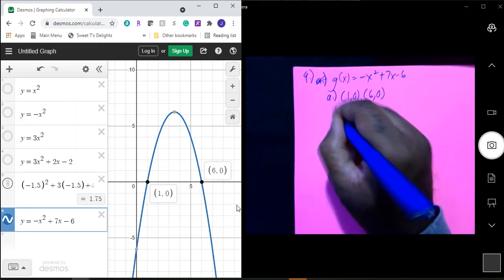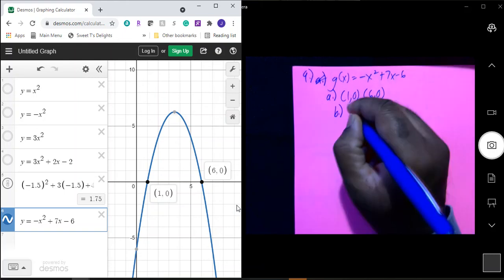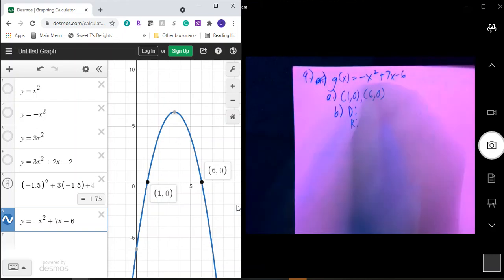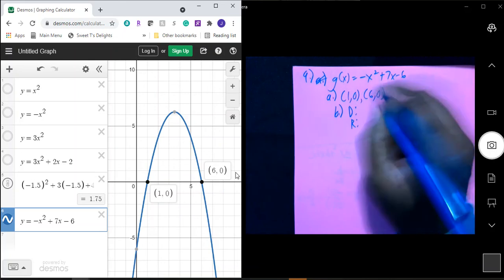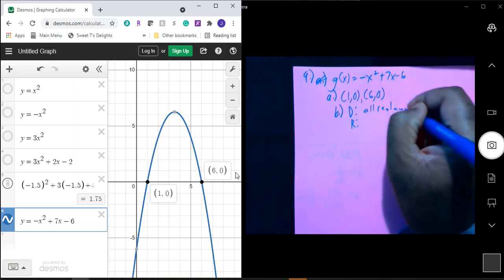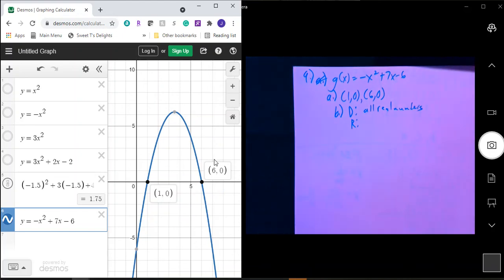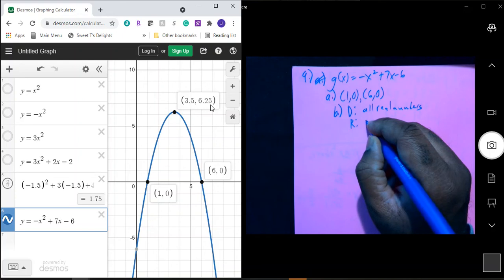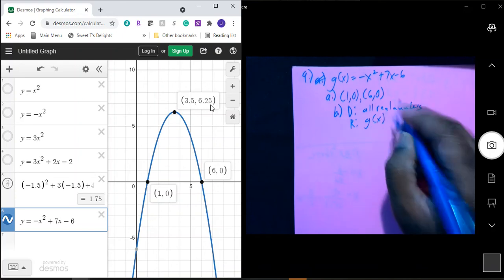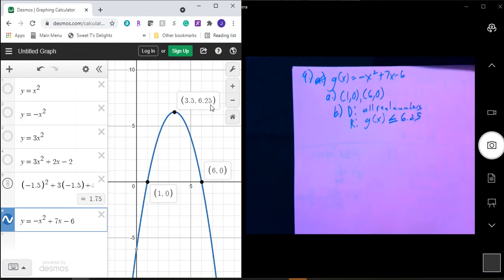Okay, now B. We want to do the domain and range. Now, if you look here at the domain, there's no restrictions on x. Even though the graph is traveling downward, it's going to encompass all of the x values, which is your domain. So this would be all real numbers. Now your range with your y, you notice here it has a maximum point here of 3.5. So basically, oh, I'm sorry, 6.25. The 3.5 is the x value. So the maximum y value would be 6.25. So basically, the range is g of x, which is your y value, must be less than or equal to 6.25.